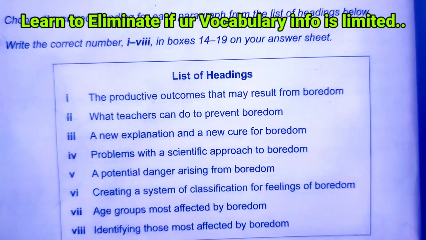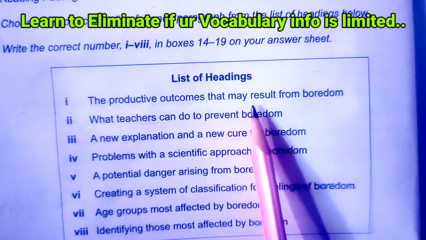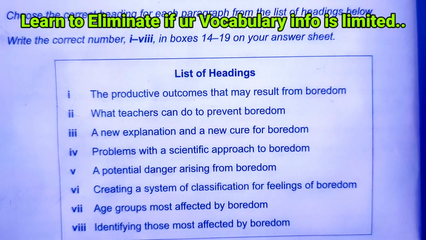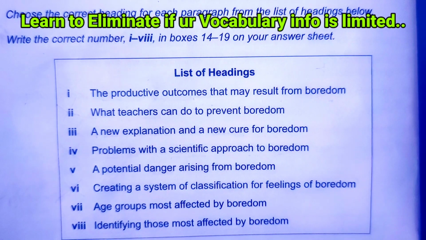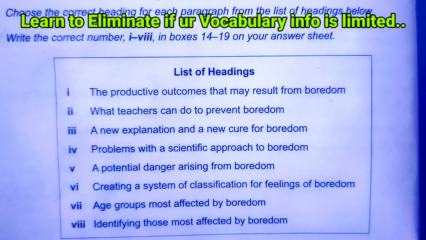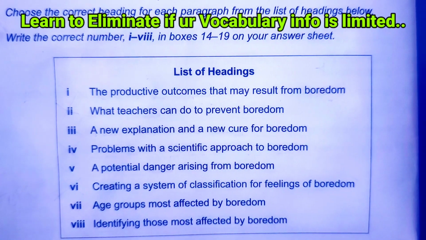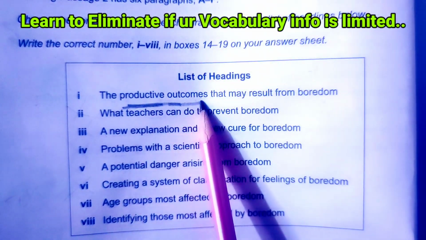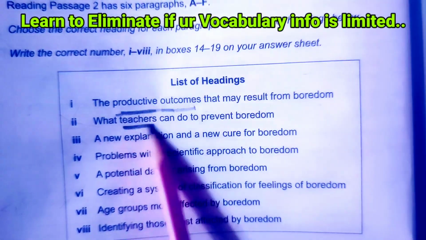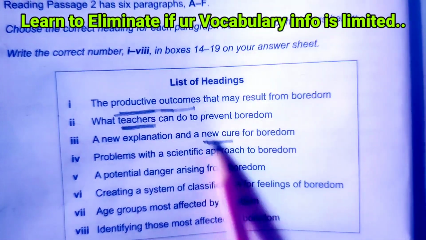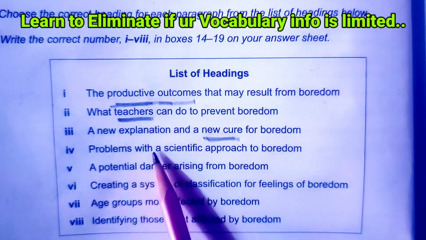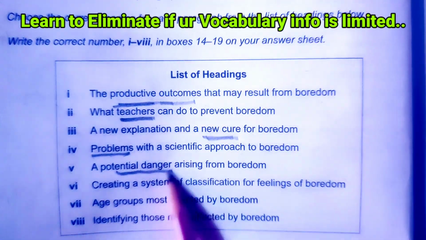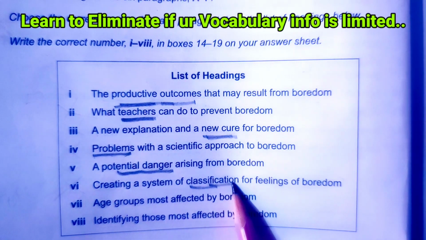Okay. So the first is productive outcomes that may result from the boredom. Now you should learn how to use the elimination method. For the elimination method, again, you don't need any specific knowledge of English, right? Although knowledge of English is required for IELTS. Okay. So productive outcomes. The major keyword I will search is teachers. Then here I will take the major keyword new cure. Here I will take problems with scientific approach. Problems. Potential danger. Then classification is my major keyword.